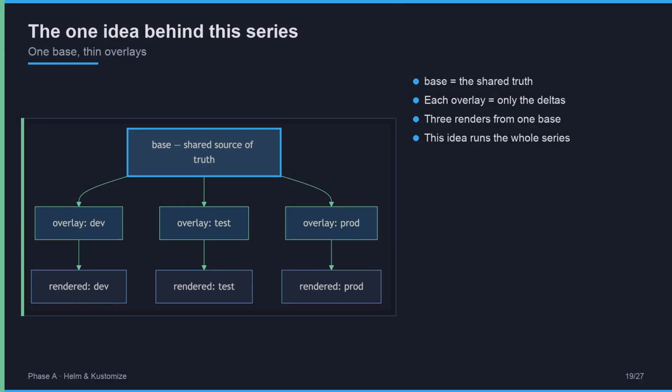Here is the single most important idea in this whole series. One base, the shared source of truth, sits underneath everything. On top of it, 3 thin overlays, dev, test, and prod. Each overlay carries only its deltas. From that one base plus 3 small layers, you render 3 complete sets of manifests. Hold this picture in your head. Every later lesson, overlays, promotion, trunk-based delivery, is just a deeper look at this one shape.